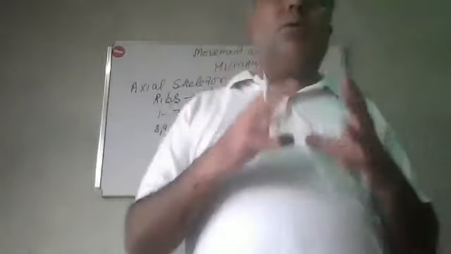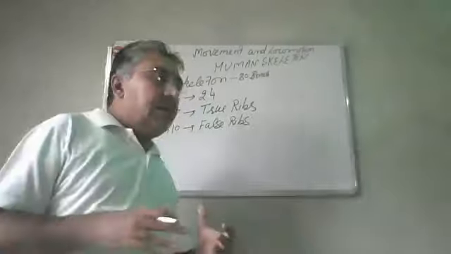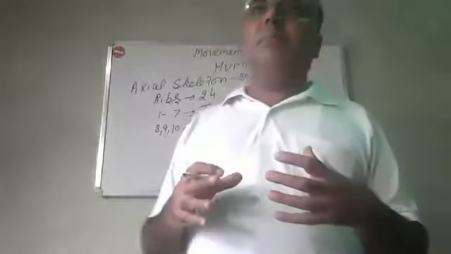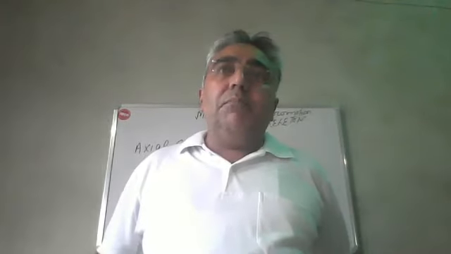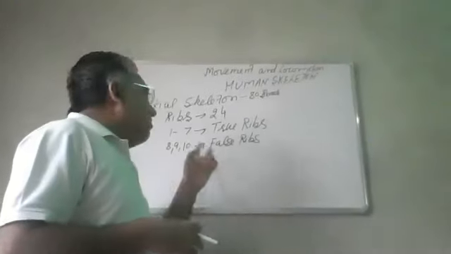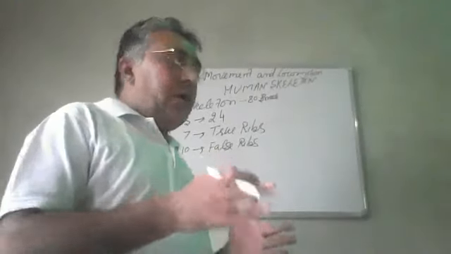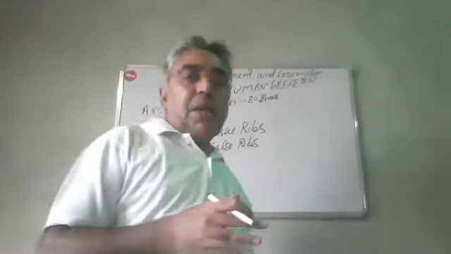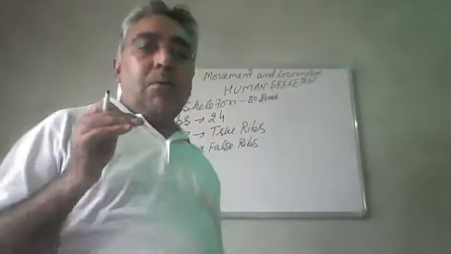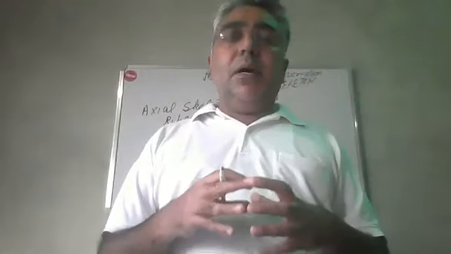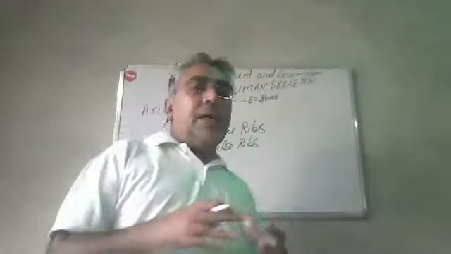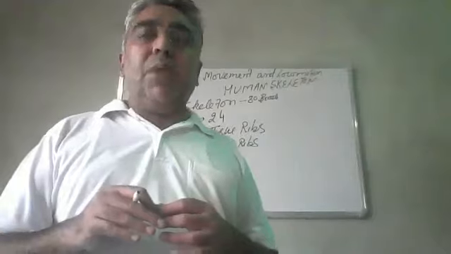So these are called true ribs, and the false ribs are not joined with the sternum. They are only joined with the vertebral column and with the last 7 ribs, and together joined with the sternum. So these are called false ribs. These are not directly joined with the sternum.